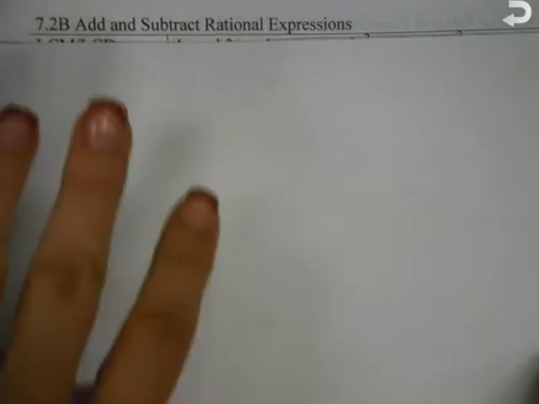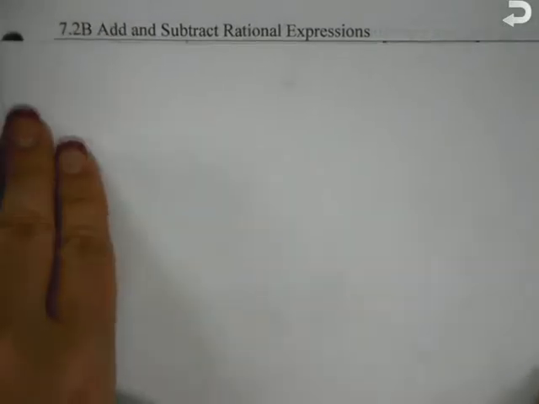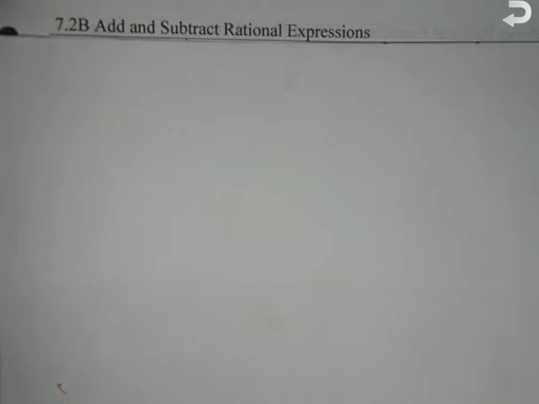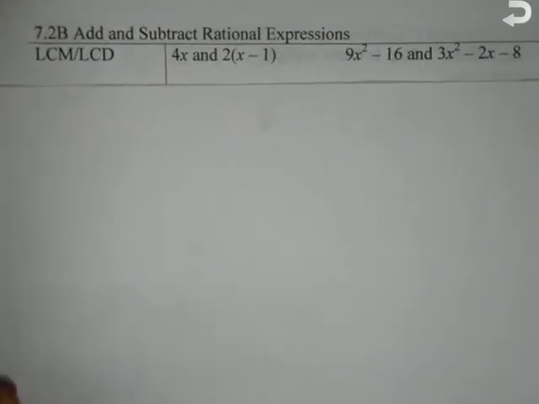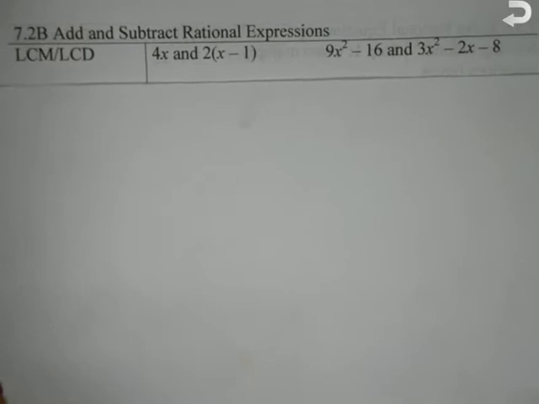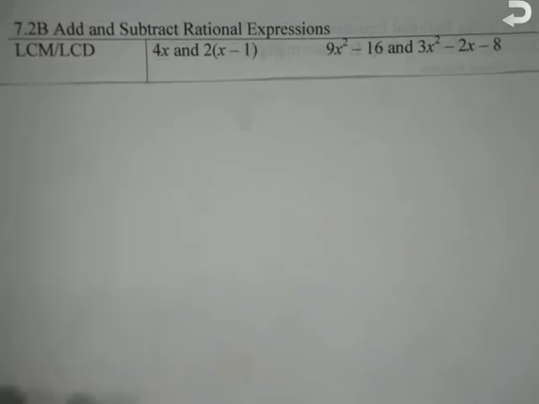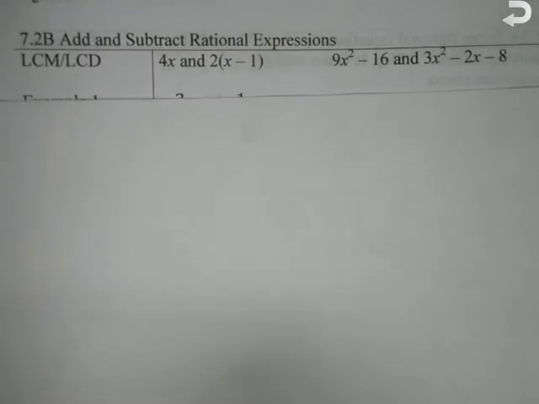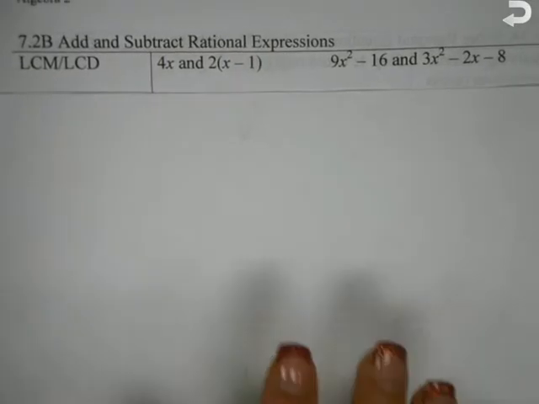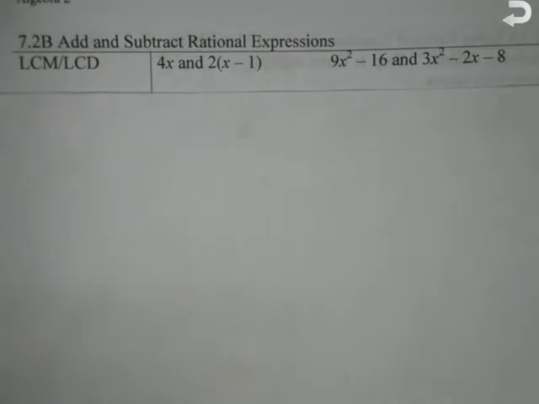Alright guys, so up until now we've only been working with multiplying and dividing rational expressions. Today we're going to add and subtract them. So just a quick reminder, we are going to be using LCM and LCD again, this time to find common denominators. The thing we have to look for, though, is that we're going to be having monomials, binomials, and trinomials as our denominators. So we need to figure out what the common denominators are going to be.